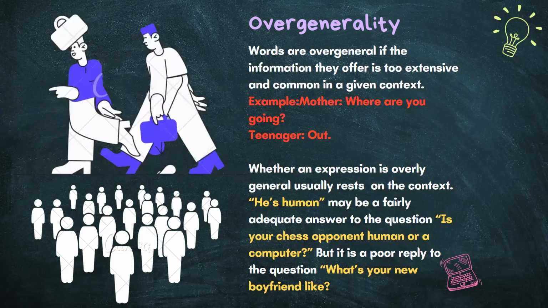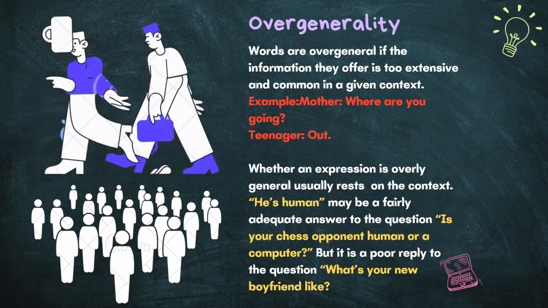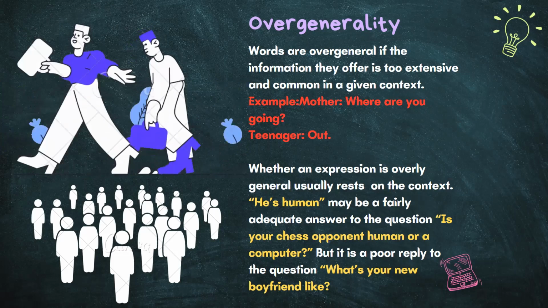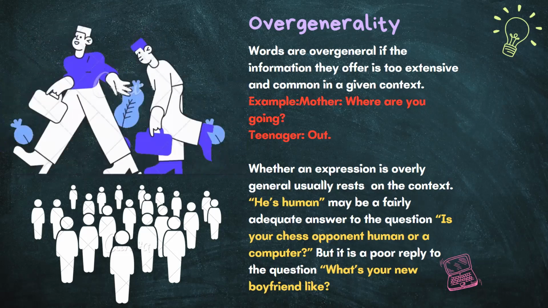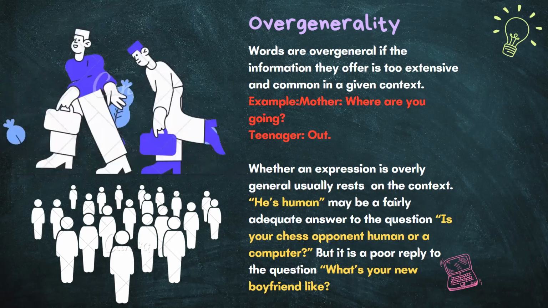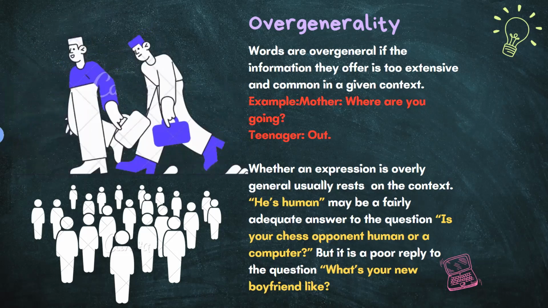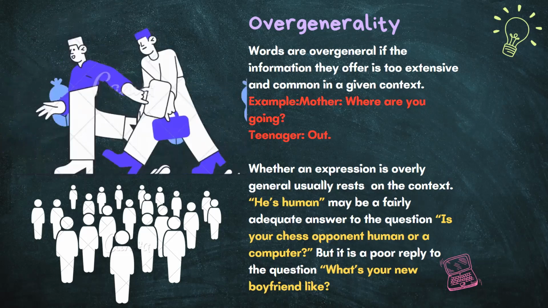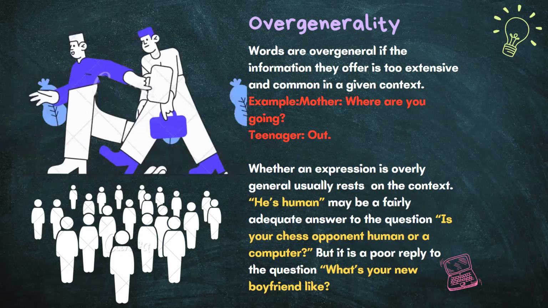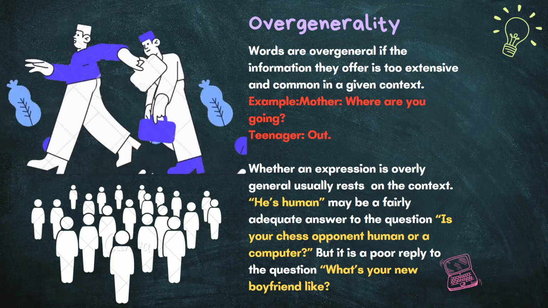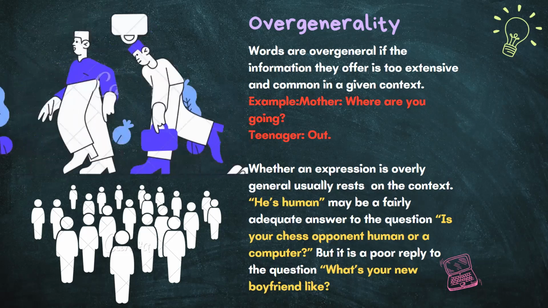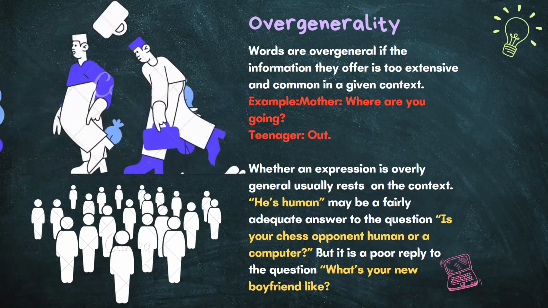And there is an example: mother says, "Where are you going?" and the teenager says, "Out." And this expression is so general. Out what? It can be a restaurant, it can be a park, it can be a library maybe. It's too general. And whether an expression is overly general usually depends on the context. "He is human" may be a quite adequate answer to the question, is your child a human or a computer? But it's a poor reply to the question, what's your new boyfriend like?